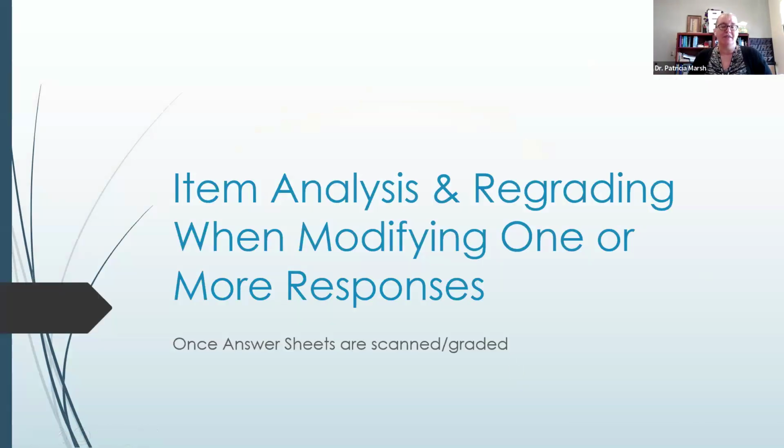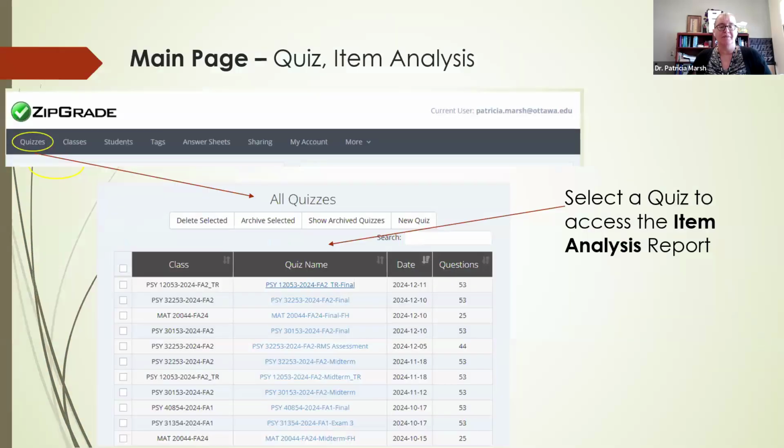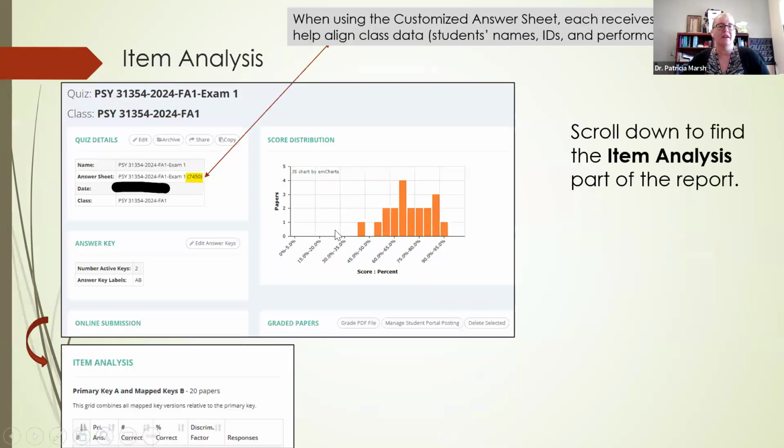So, item analysis and regrading. This is if you're going into the computer companion part. You would go to your quizzes, because that's what Zipgrade calls them. Find the quiz or the assessment that you did. Click on that, and it will open up this report. This report you can print as a PDF. It's 3 to 4 pages long.